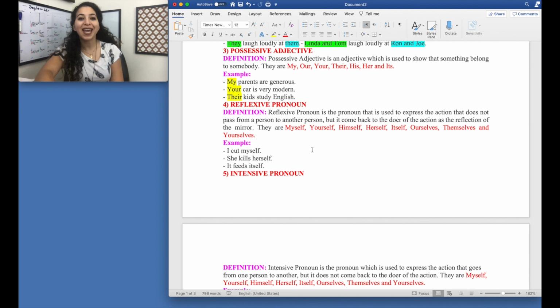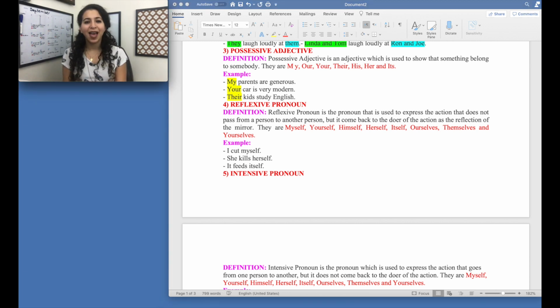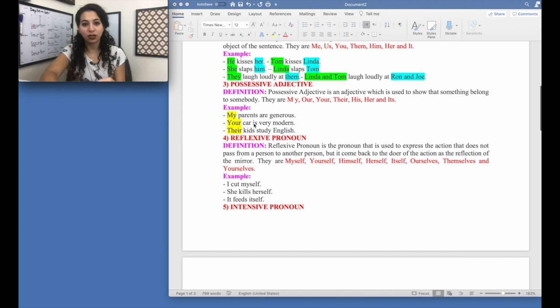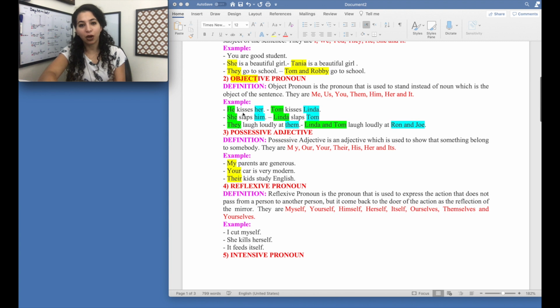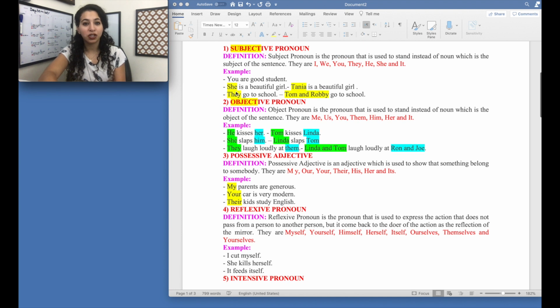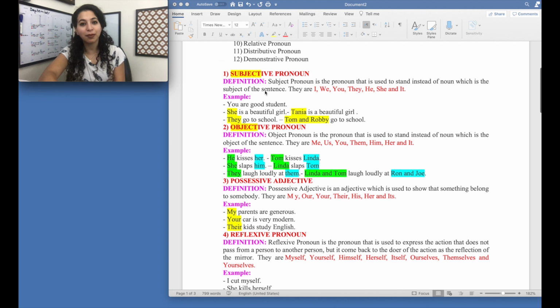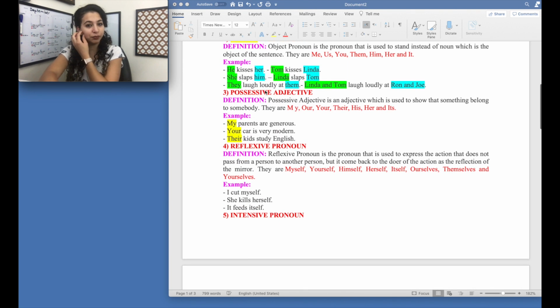Number 4 is reflexive pronouns. A reflexive pronoun is a pronoun that is used to express an action that does not pass from a person to another person, but comes back to the doer of the action, like a reflection in a mirror. In other sentences, Tom is doing something to Linda, Linda is doing something to Tom, Linda and Tom are doing something to Ron and Joe, or there's something that's happening to someone else.